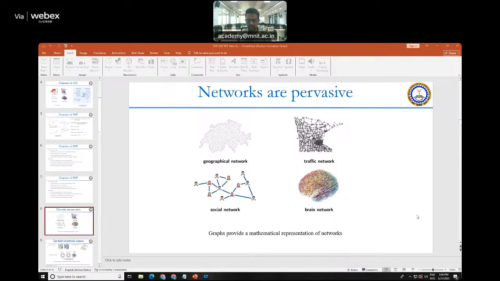So that is what we are saying, that graph structure makes a lot of difference. So I'm waiting for the questions, if anyone has any.